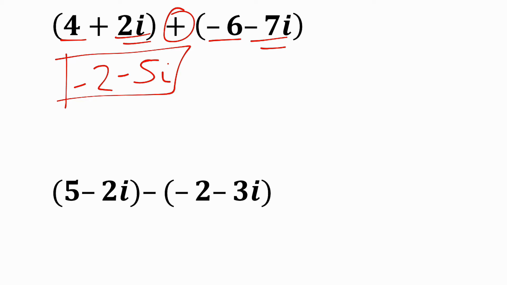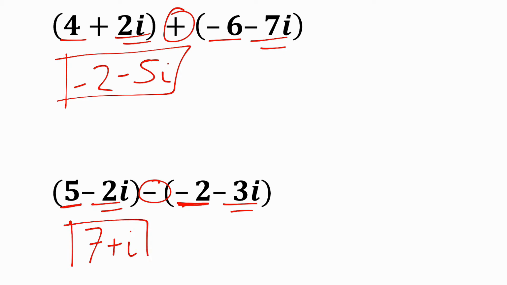The second one's got a whole lot of minuses going on. We got 5 minus 2i minus negative 2 minus 3i. Yikes. So we have 5 minus negative 2, so it's 5 plus 2 essentially, which gives us 7. Then we have negative 2i minus negative 3i. In other words, negative 2i plus 3i giving us just positive 1i. So 7 plus i.